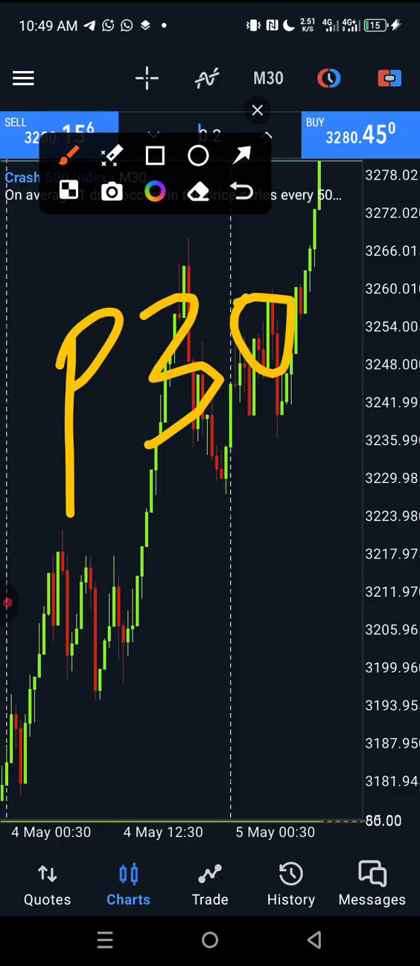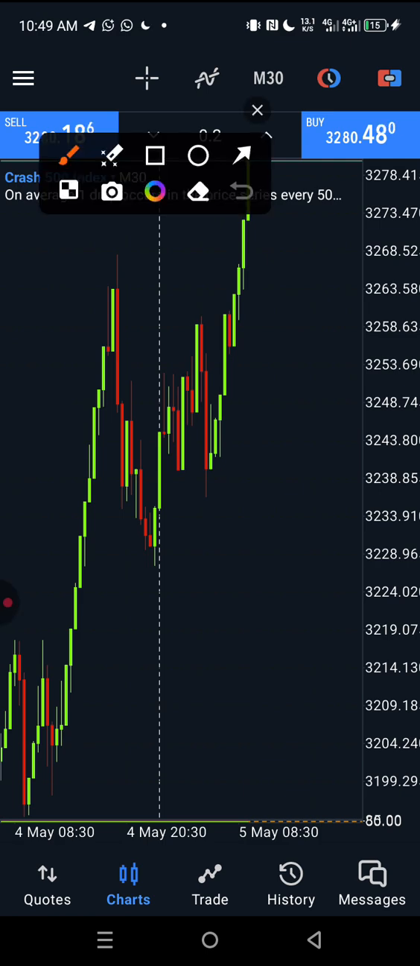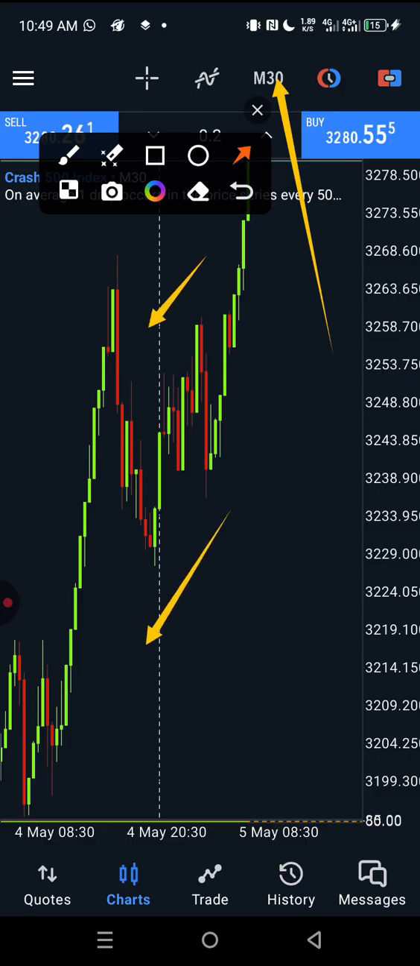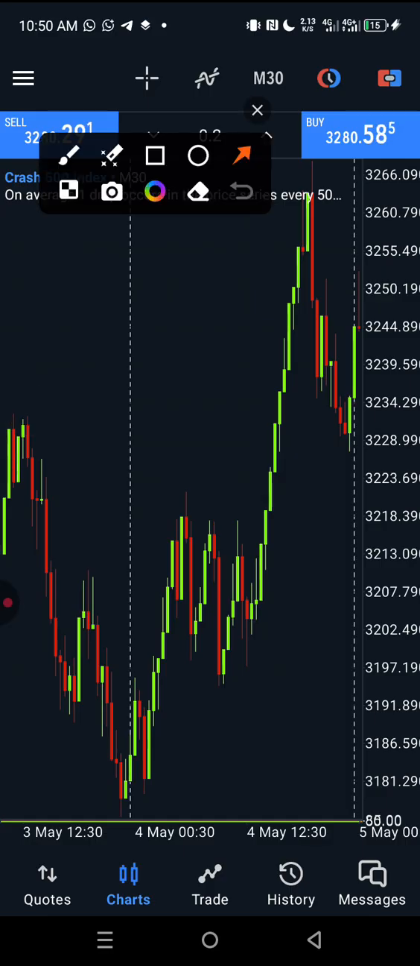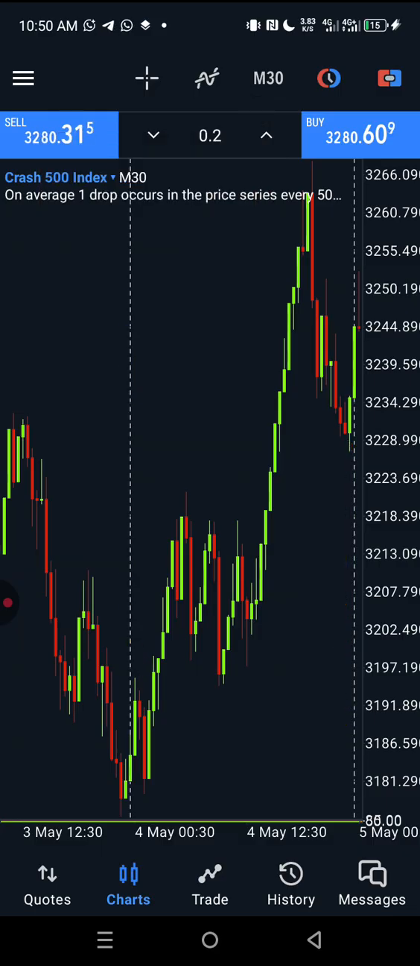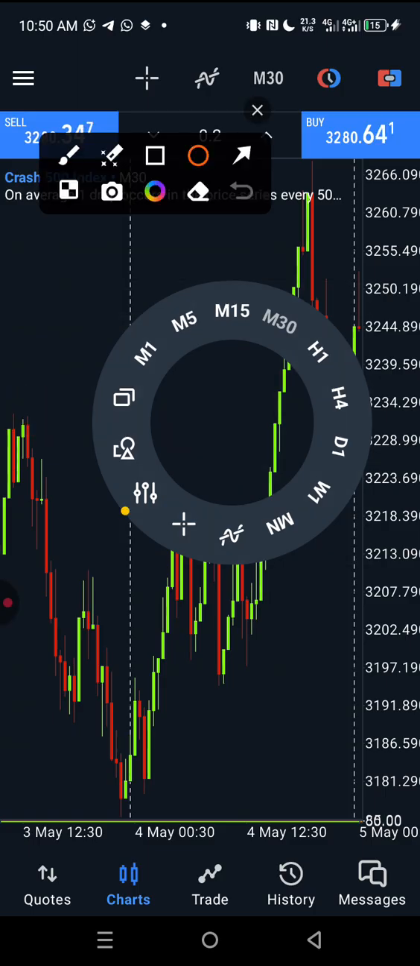So this P30 strategy is a strategy we use on the 30 minutes time frame, and the P there represents period separator. You see this vertical line, we call it period separator. These vertical lines, they are known as what? Period separator. How do you input it if you don't have it? Just tap on your screen, the cycle will come up. Once the cycle comes up, go to settings.